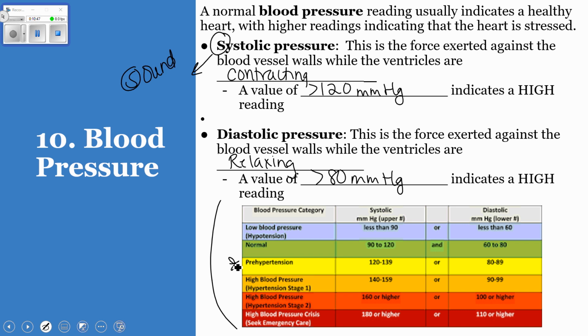Please make note of these: pre-hypertensive, hypertensive 1, hypertensive 2. You will be evaluating someone and having to make a determination how high their blood pressure is, and then also what type of treatment you're going to need to be giving them.